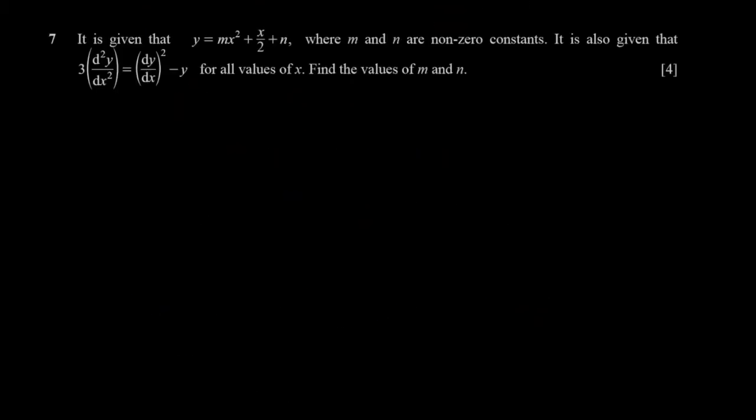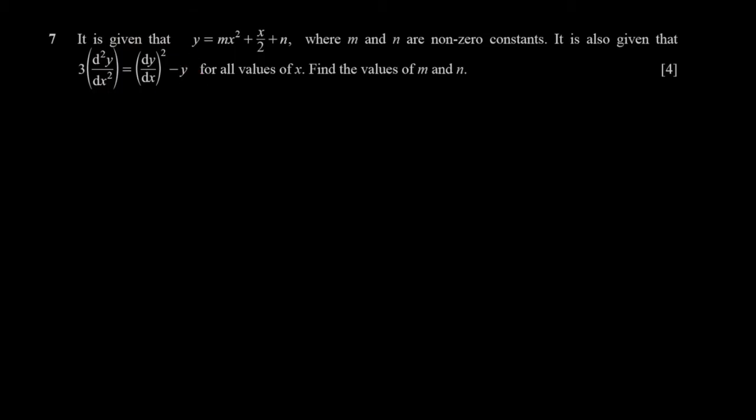Okay, here we are in question 7. It is given that y is equal to this thing here, where m and n are non-zero constants. It is also given that 3 times the second derivative is equal to the first derivative all squared minus y for all values of x. Find the values of m and n. Okay. This looks slightly unusual, but in a way, I don't think it should actually be that difficult. Essentially, what we need to do is differentiate this function twice and substitute it into here.